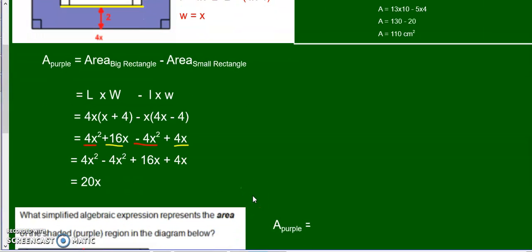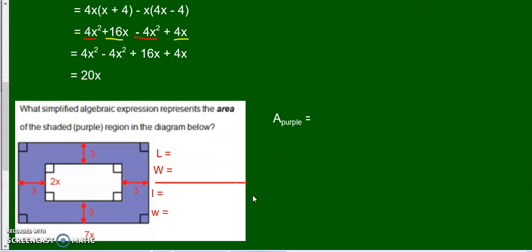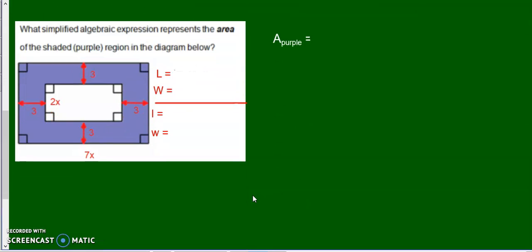And now I have another one for you to try. It's very, very similar. So try it, press pause, try it, and then I'll give you the answer. Okay, are you ready for the answer? You pressed pause, here comes the answer.